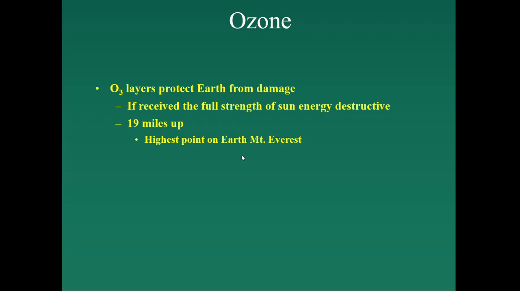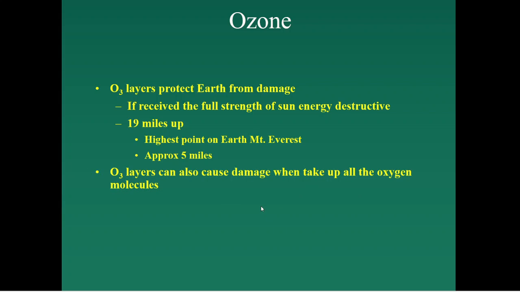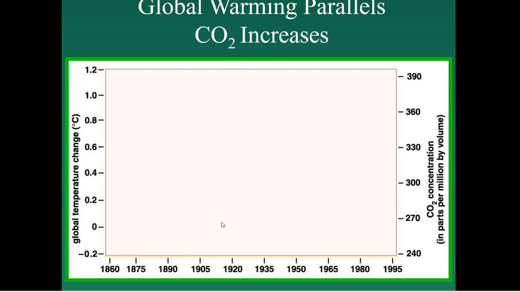The highest point on Earth is Mount Everest. That is the thinnest air you could get to, and that's only approximately 5 miles up off the ground. And ozone can also cause damage when it takes up all the oxygen molecules. So we don't want it to take up all the oxygen molecules, but we get that from smog, and ground level is really where it sits.